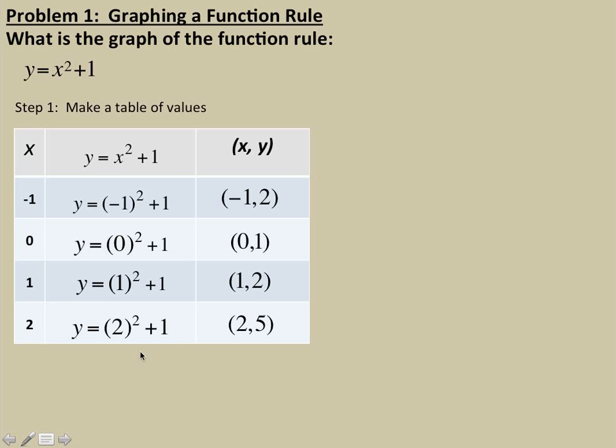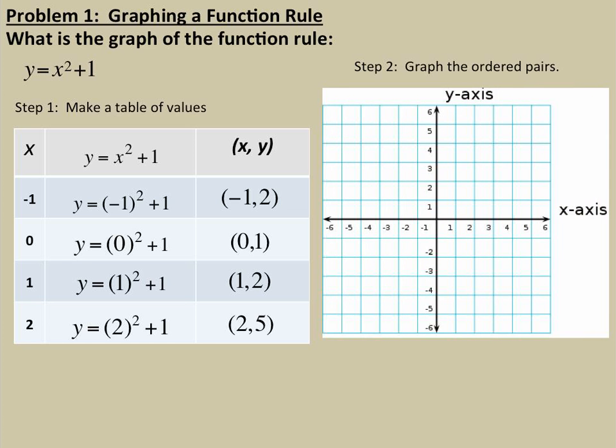I can make this table as big as I want. I can have as many points as I want. All right, for now we'll say, how about 4? Okay, so when we go to plot those points, we just make our grid. Remember, first number side to side, second number up and down.